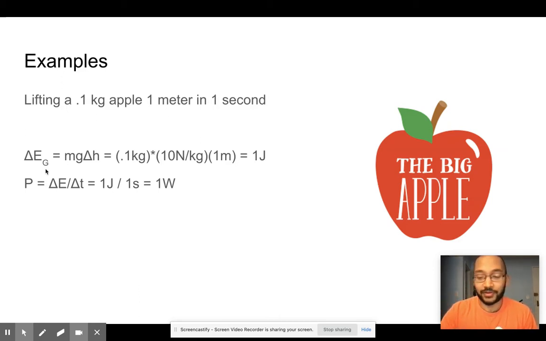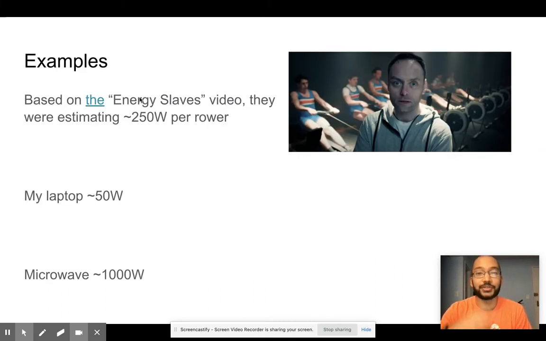So I want to bring it back to this video. I might have linked you to this before, the Energy Slaves video. They were estimating each rower as outputting 250 watts. So think 250 apples being lifted 1 meter each second. That's kind of the output of those rowers using those machines.